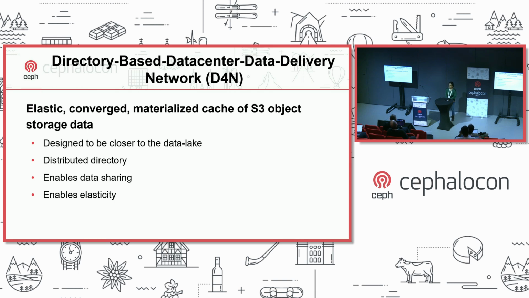So D4N stands for Directory-Based Data Center Data Delivery Network. It is a successor to the D3N cache that we already have in RGW. The D4N cache has been designed to be closer to the storage or the data lake so that the data that is cached can be shared amongst multiple applications. It is elastic in nature. And the most important aspect of D4N is that it is based on a distributed directory, which is responsible for maintaining the global state of the entire D4N cache.